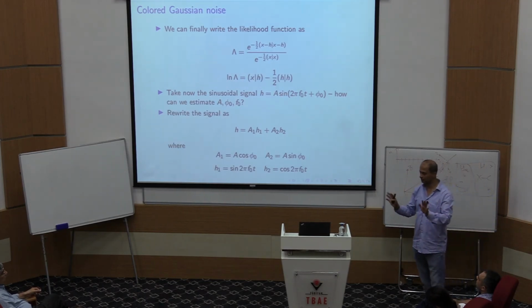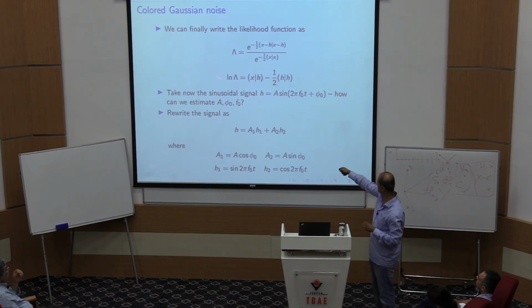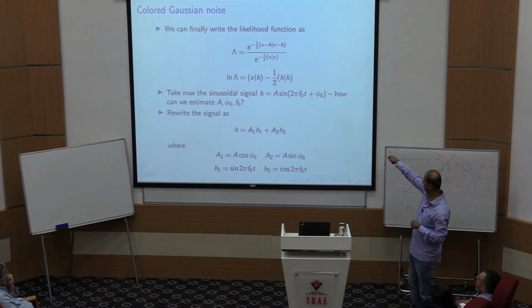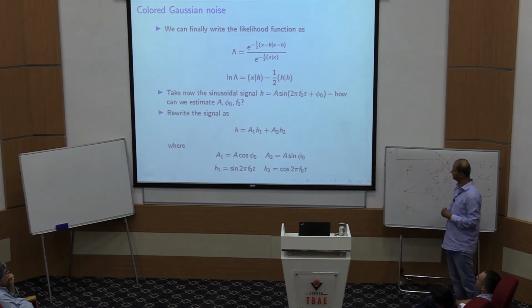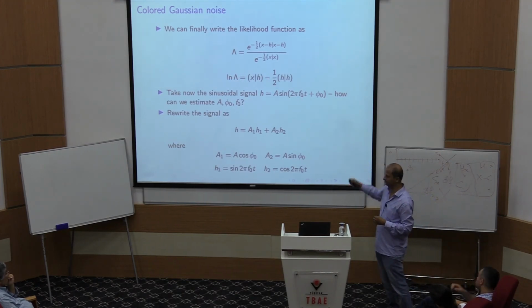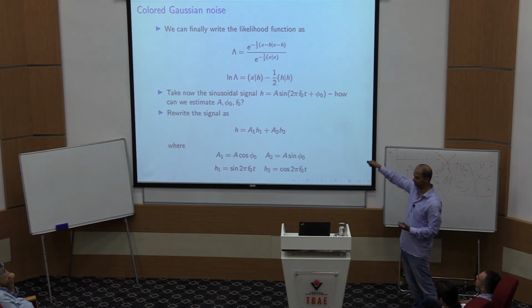So we just applied the procedure that I described to this very simple case, and we ended up with this expression here. So now we take this simple signal model, this A sine of this phase and initial phase, and we want to estimate the phase, the frequency, and the amplitude. So we want to find the point where log of lambda is maximum.